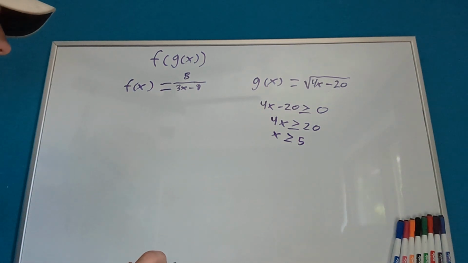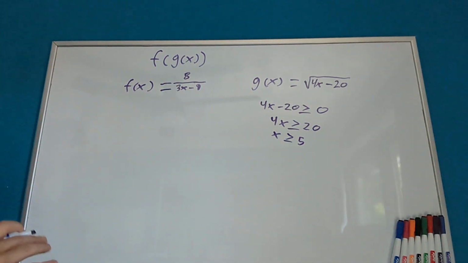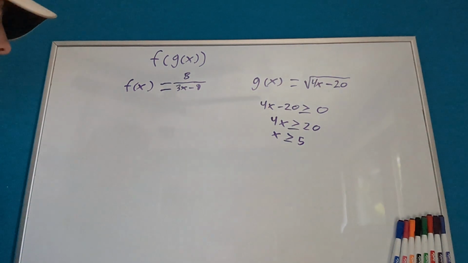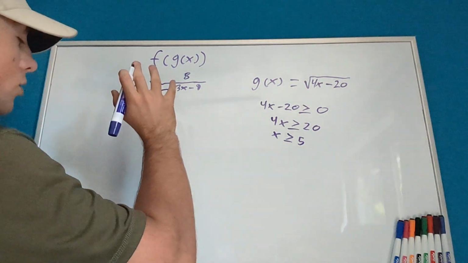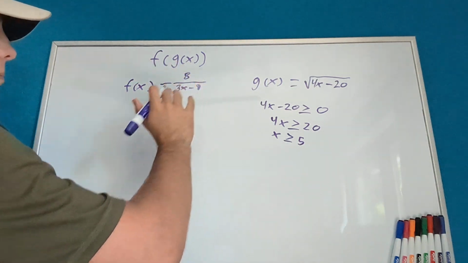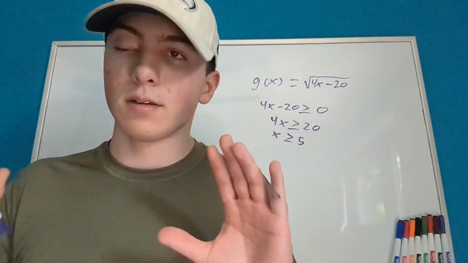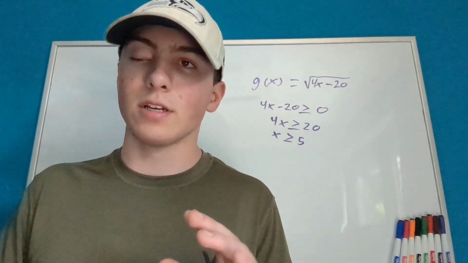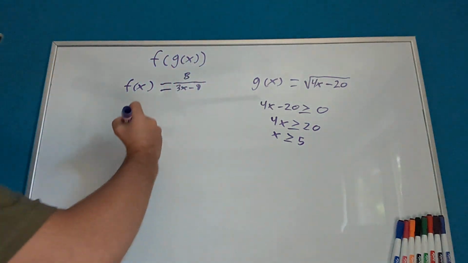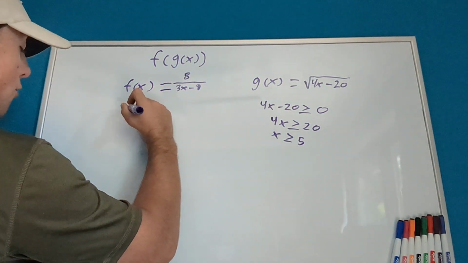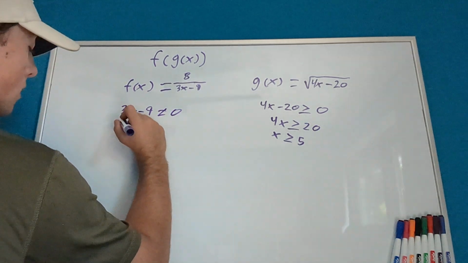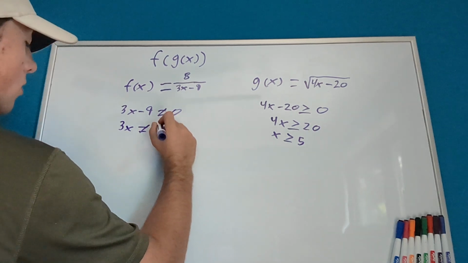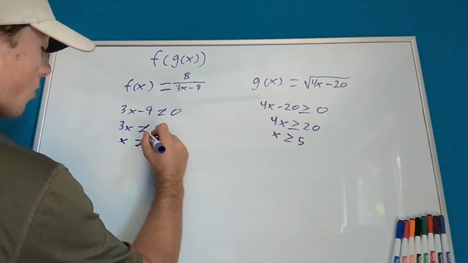Okay, so now we want to move over to f of x. And what do we want to do with f of x? Well, we want to figure out what would make this invalid, right? And what would make this invalid? Well, a 0 in the denominator. And how can we figure out what that would be? Well, 3x minus 9 cannot equal 0. 3x cannot equal 9. x cannot equal 3.